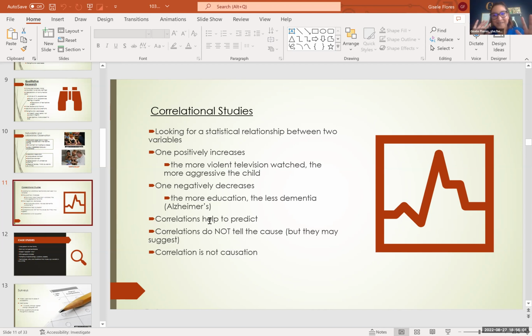We know that that is actually not as true as we once thought it was, but we're looking at the correlation. Violent television might not cause aggression in a child, but we can see that those two variables are increasing at the same time. Whereas one negatively decreases: the more education, the less dementia. We know that education doesn't decrease dementia, but we are able to see that when one is going up, the other is going down. So they're correlated. There's a relationship between them, but it's not a causal relationship. So it helps us to kind of predict an outcome.